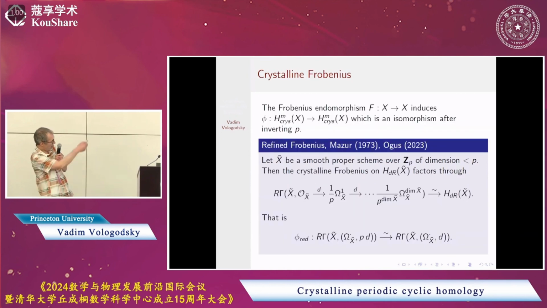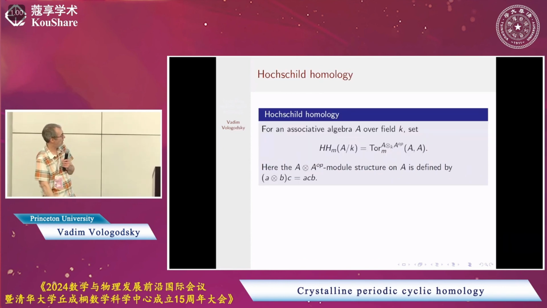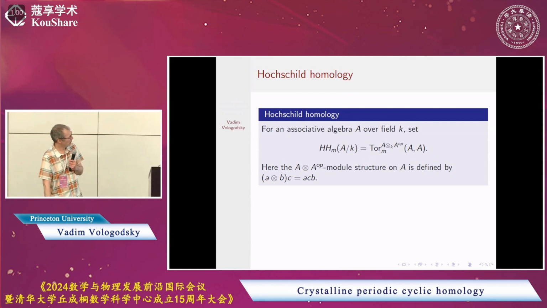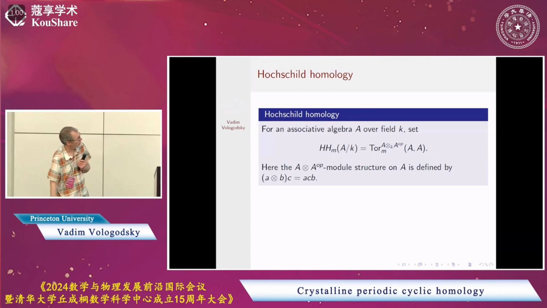That's the commutative story. Now I want to tell you something about the non-commutative. Well, Hochschild homology. If I have any associative algebra A, Hochschild homology of A is defined as follows. You consider A as a bimodule over itself, as a module over A tensor the opposite algebra. And then you take the derived tensor product of A with itself, right? Well, why not? So what is it good for?